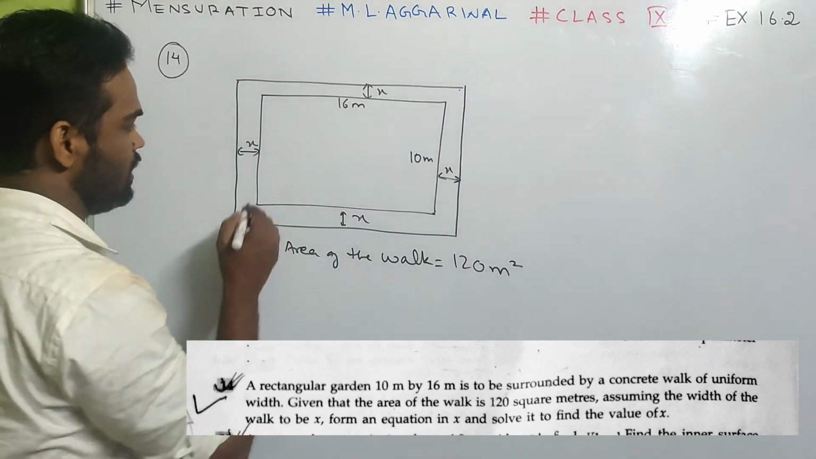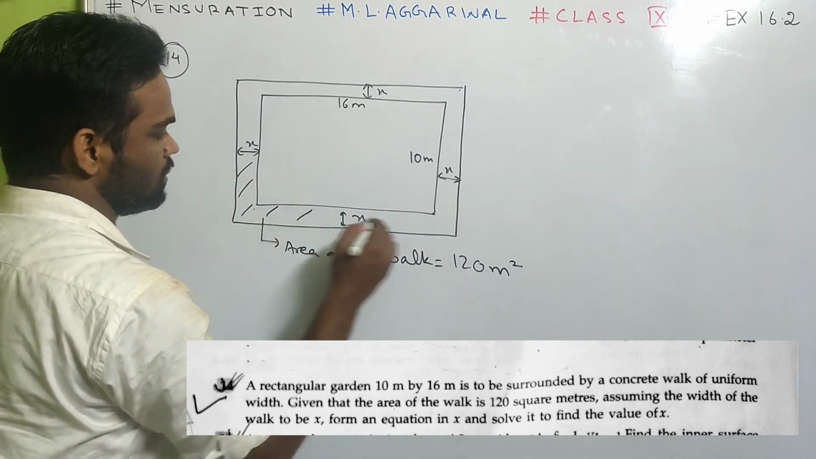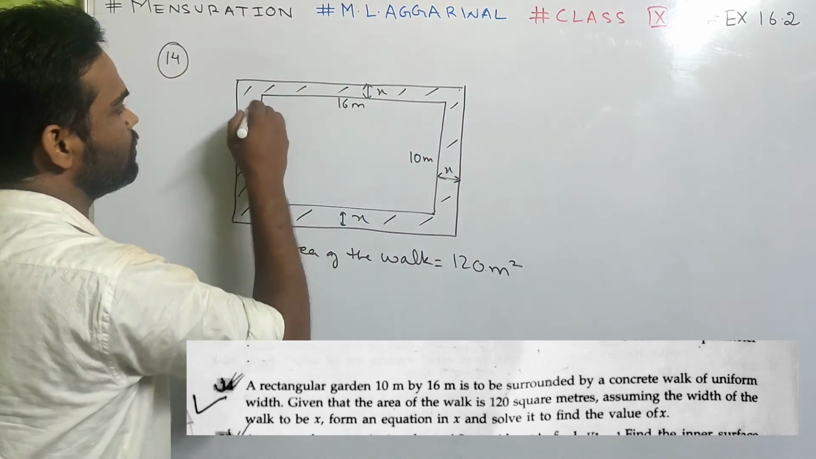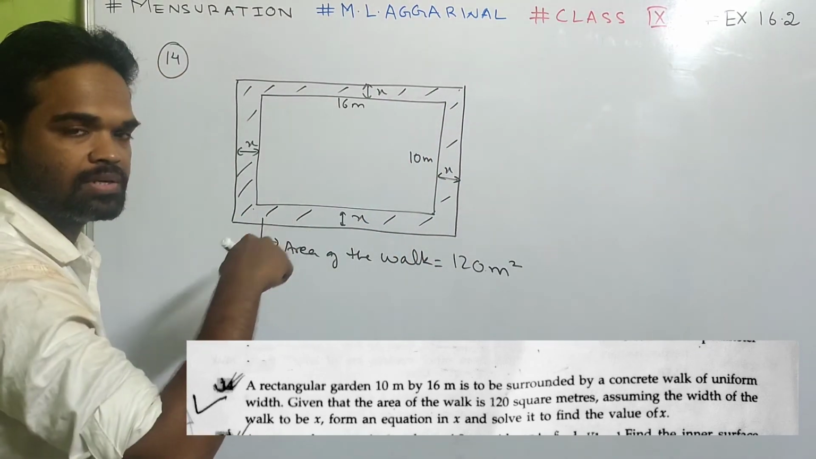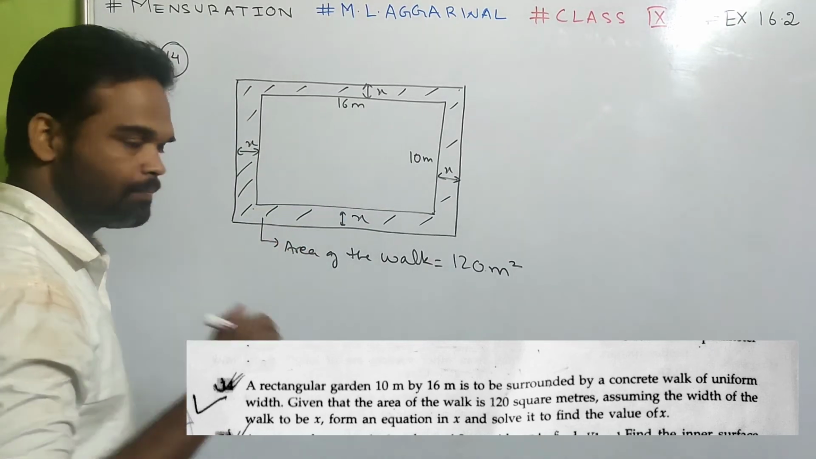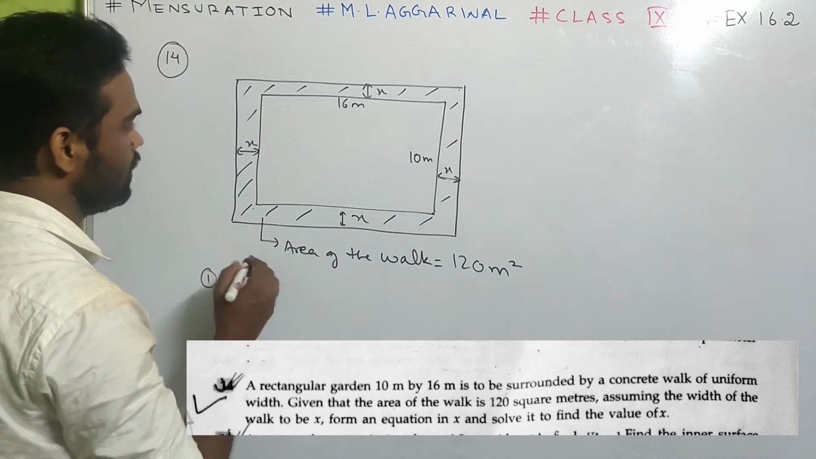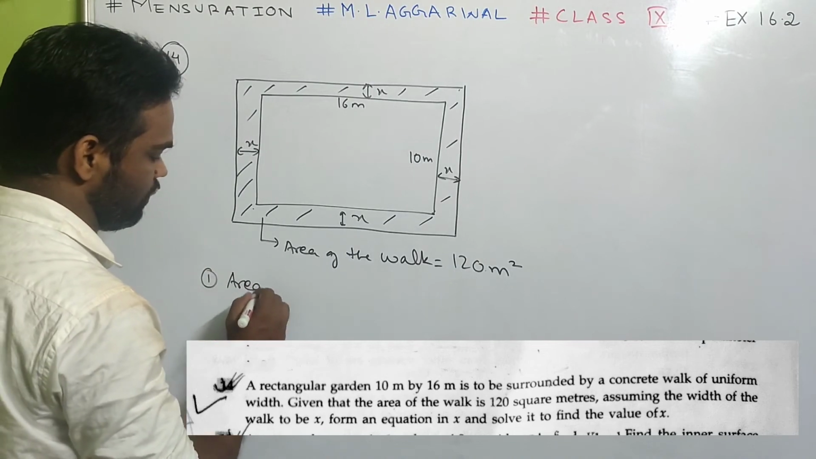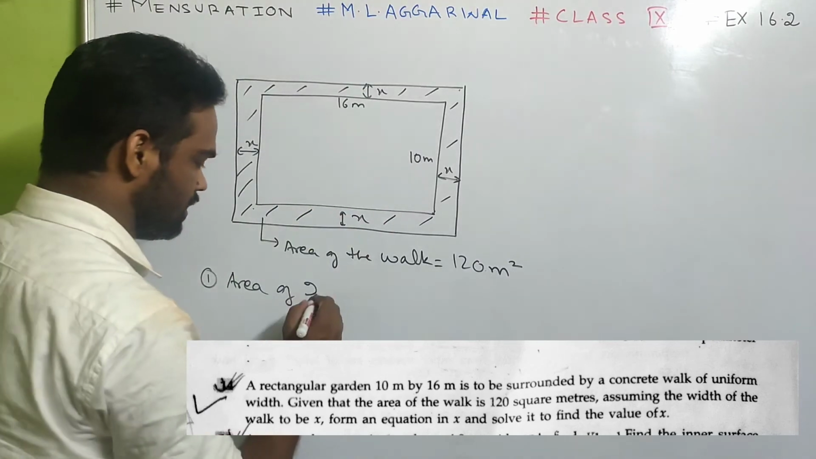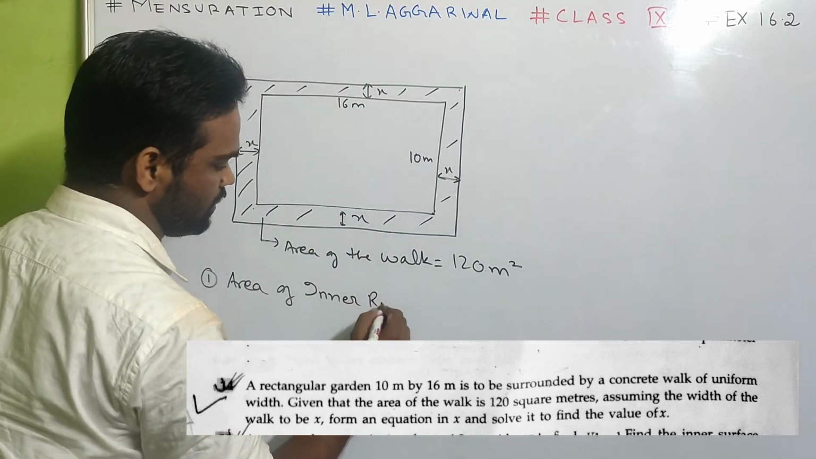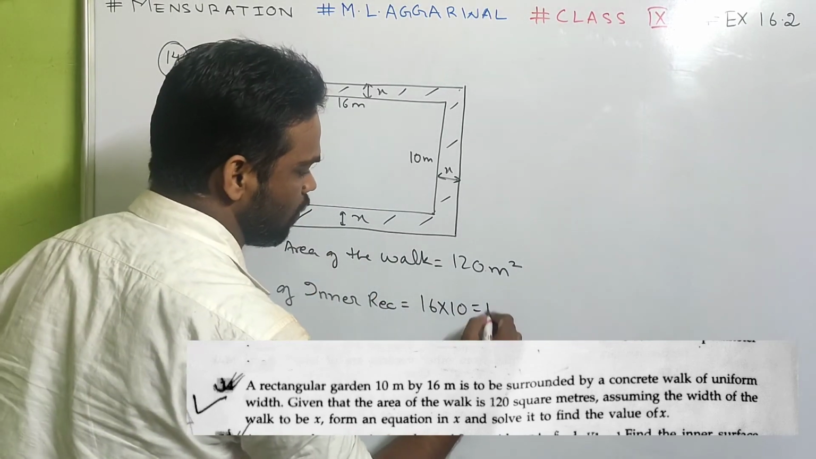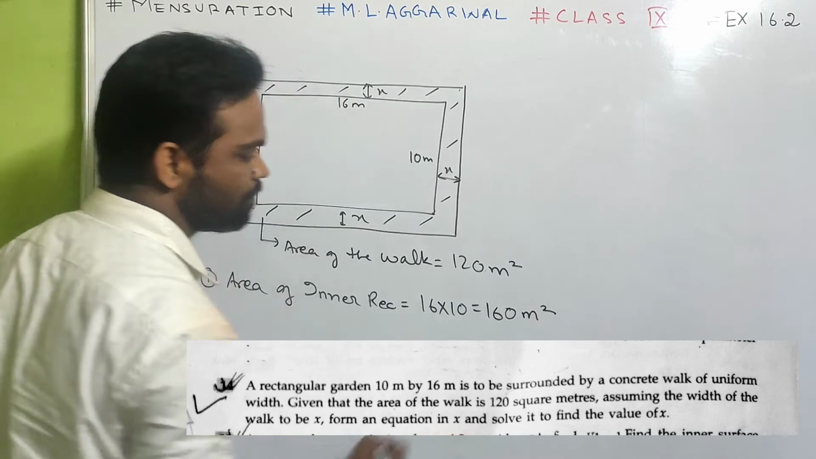First of all, see, area of the walk, which means this shaded region is given. Now there are two rectangles if you see carefully. So outer rectangle area minus inner rectangle area gives you the area of walk. Now first thing, area of inner rectangle, the smaller one whose length is 16 and breadth is 10. Inner rectangle, that is very easy. Length multiplied by breadth, that's 160 meters square.